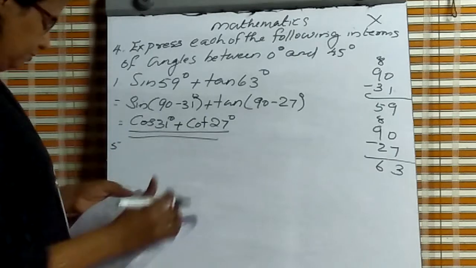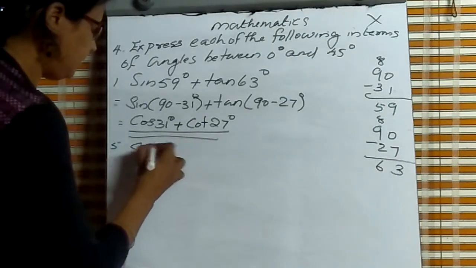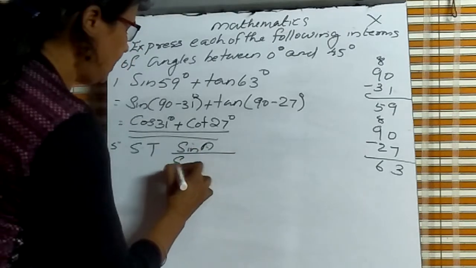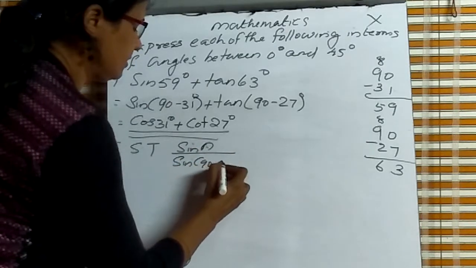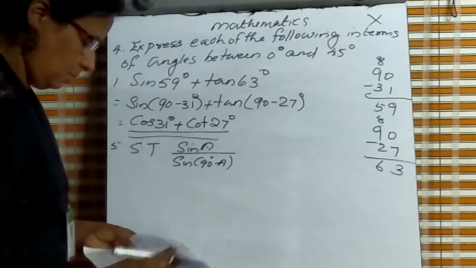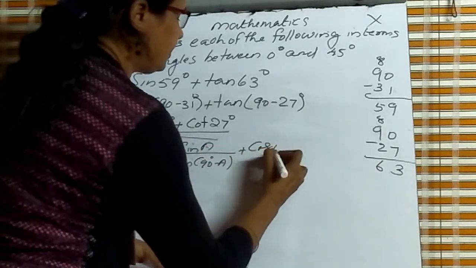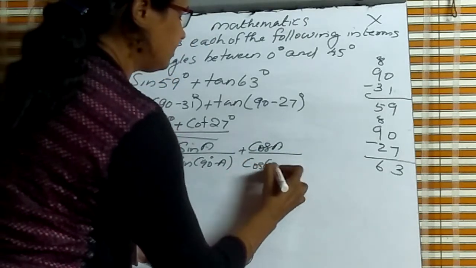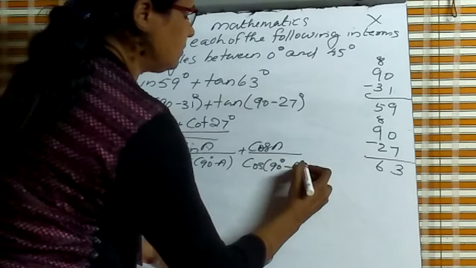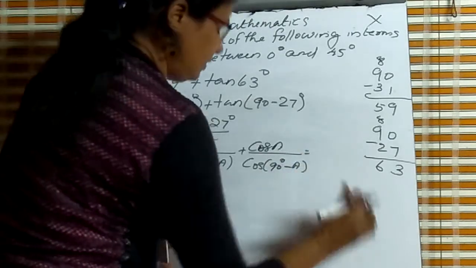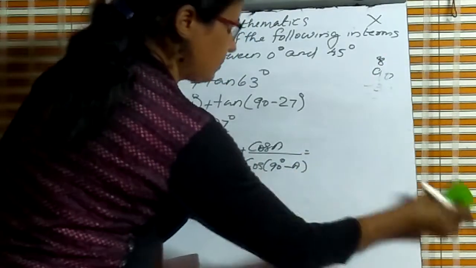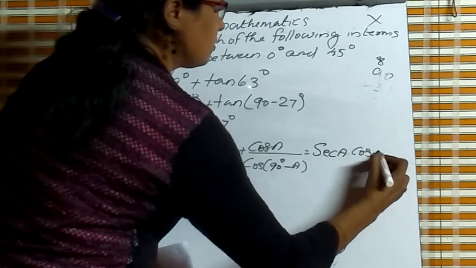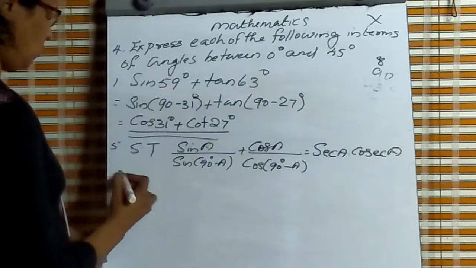Question number 5. Show that sin A divided by sin 90 minus A, plus cos A divided by cos 90 minus A, is equal to sec A into cosec A. Now take the LHS.